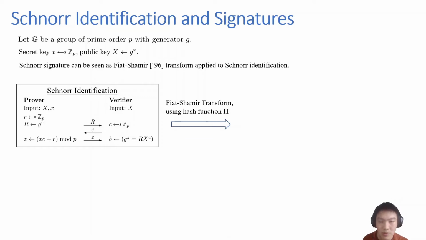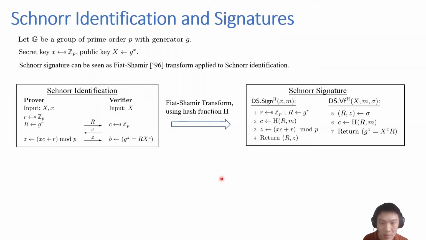To turn this into a signature scheme, the Fiat-Shamir transform eliminates the interaction by hashing the random commitment R and the message to be signed to derive the challenge c. In particular, in the signing algorithm, we first compute the random commitment. Then we derive the challenge c using a hash function modeled as a random oracle, applied to the commitment R and the message M. The response is derived as before. Lastly, the signature is set to the random commitment and the response z.